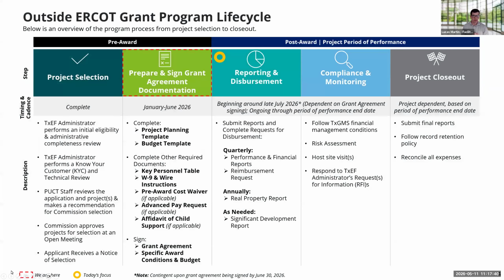Alrighty, so touching on the first segment here is just an overview of the Outside of ERCOT program life cycle, where we currently are and where we're heading. You can see denoted in the red box, we have been working with you all to prepare and sign the grant agreement, meaning working through the project planning documents and the budget documents and the list of supporting documentation that we worked through in the webinars earlier this year, and working back and forth with you all to date. And then we are looking to spend some time today talking about the reporting and disbursement section of the life cycle here, talking about the reports, both quarterly and annually, as well as some of the ad hoc reports as well.